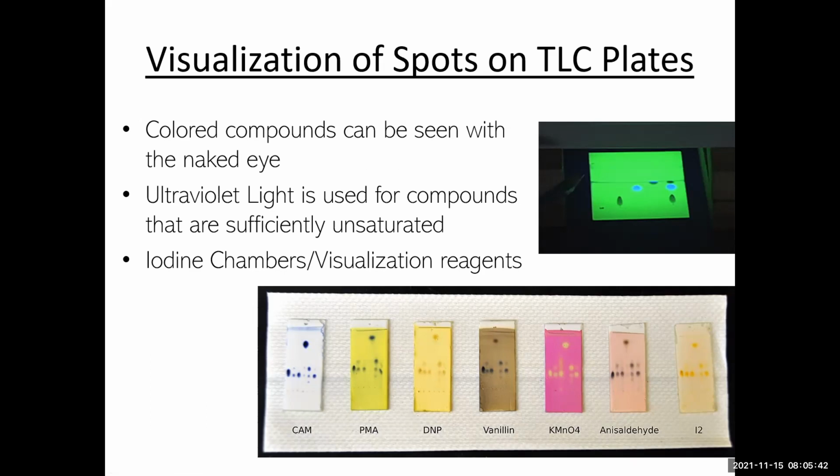A common visualization method is using ultraviolet light. That works for compounds that are sufficiently unsaturated. They usually have at least one aromatic ring or several what we call conjugated pi bonds, where the pi bonds are separated by sigma bonds, just one sigma bond in between each pi bond. Those are conjugated pi bonds. As long as there are enough of those, you can see the compounds using ultraviolet light.